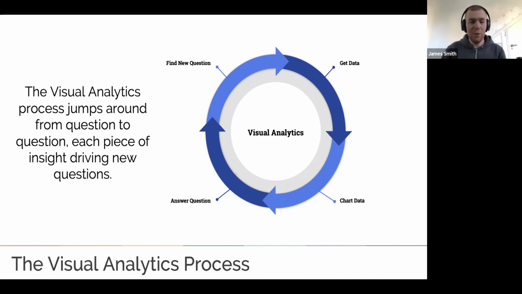So the important thing here is really a flow. You're starting with a question, you're answering that question using visual means, so different types of charts, different attributes, color, and so on, to answer those questions, and then you're finding new questions off the back of that.